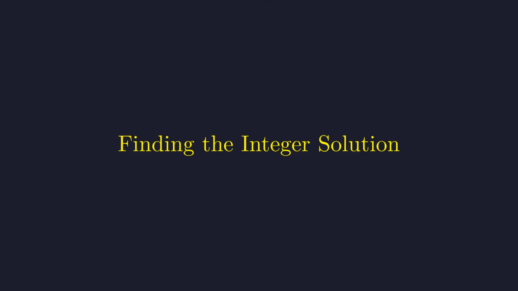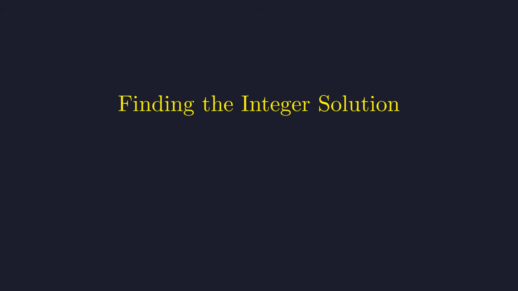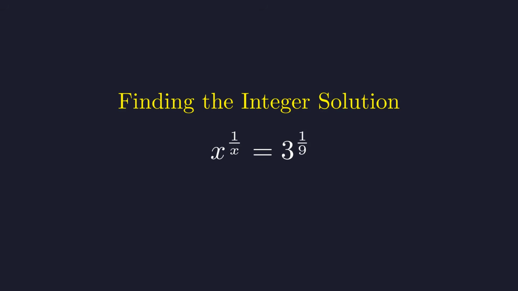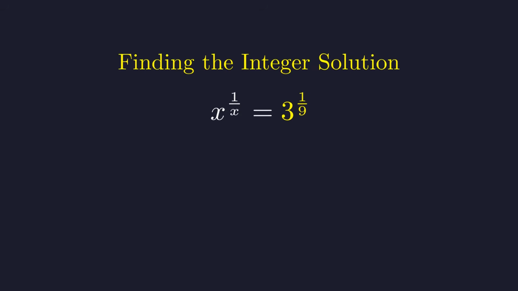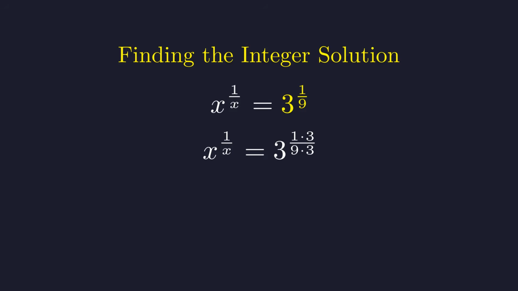The graph shows one solution is much larger than the other. Let's find that integer solution by exploiting the symmetrical form we just derived. We are looking for a value of x that makes this true. The trick is to ask, can we rewrite the constant on the right side to be in the same form as the left, something to the power of 1 over something? We can multiply the numerator and denominator of the exponent by 3 without changing its value. This gives us 3 to the power of 3 over 27.